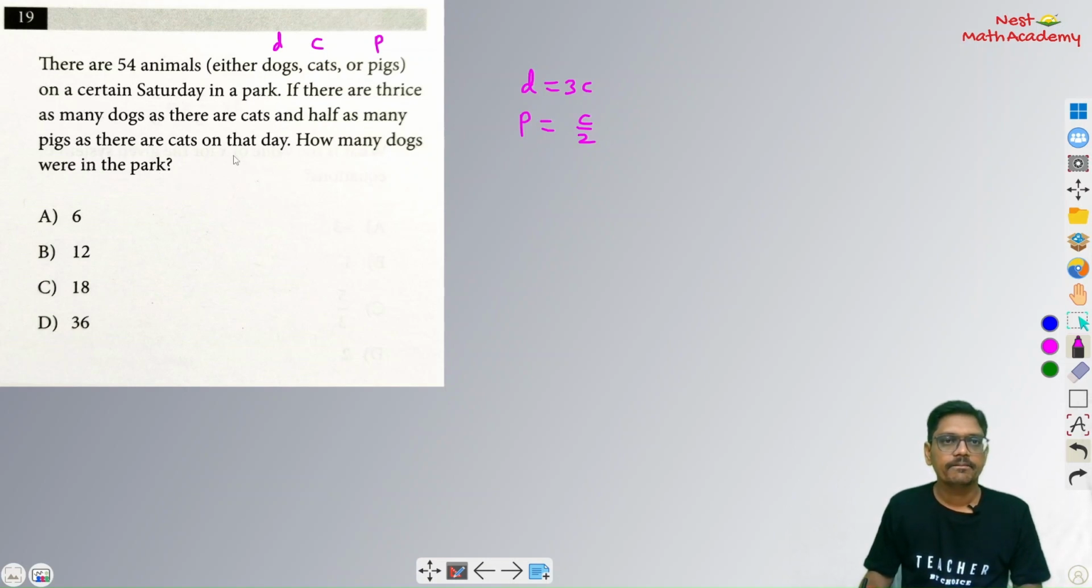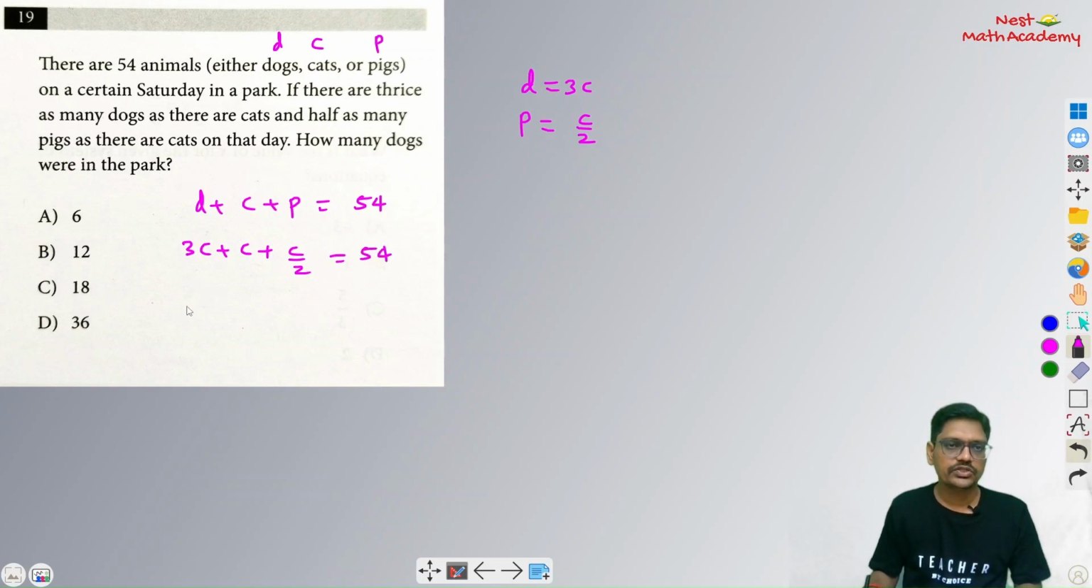Okay. How many dogs were there in the park? They're asking for D. First of all, total animals are 54. So D plus C plus P is equal to 54. That's what they've given. Substitute this. D is equal to 3C, and P is C by 2. So from here you can find cats, then I can find dogs.